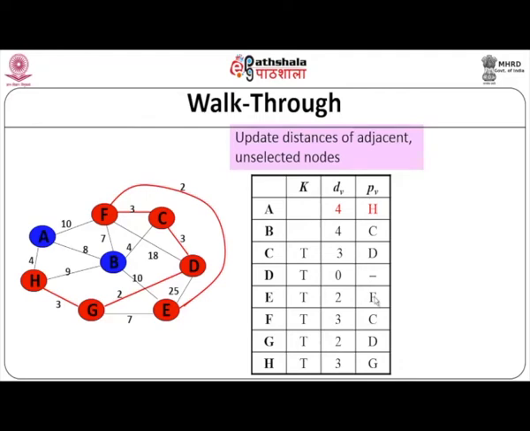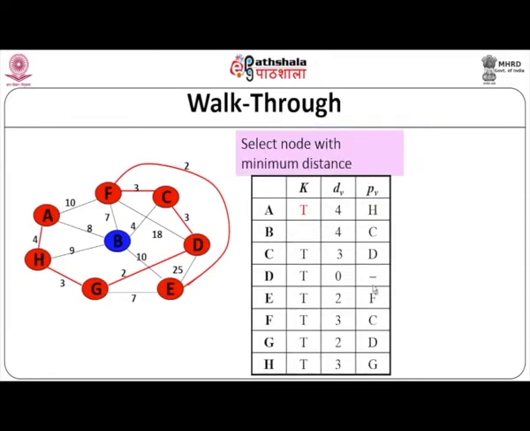Now, you have A and B, one going from H to A and one going from C to B. Any of these could have been selected, it does not matter because both have the same distance. So, that is what we do. First A is selected. So, that is over. Now, the node that is left behind is B. So, select the node with minimum distance.